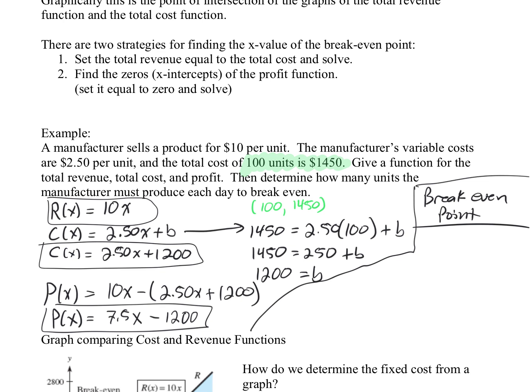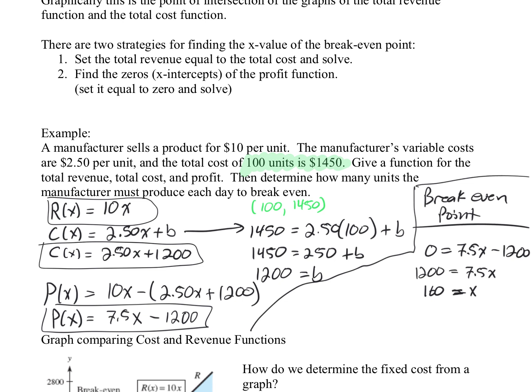Or you can set the profit function equal to 0, and that's going to be my method. So I'm going to put 0 in for profit. This is equal to 7.5x minus 1200. And the idea here is that if your company is breaking even, you have $0 of profit. So to solve this, we add 1200 to both sides of the equation, then divide both sides of the equation by 7.5. Let me pull out a calculator. I see that x would be equal to 160 units.